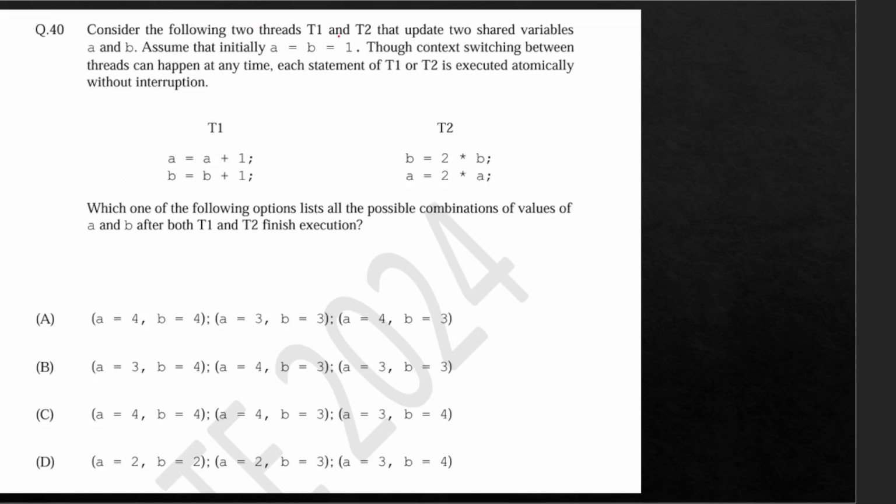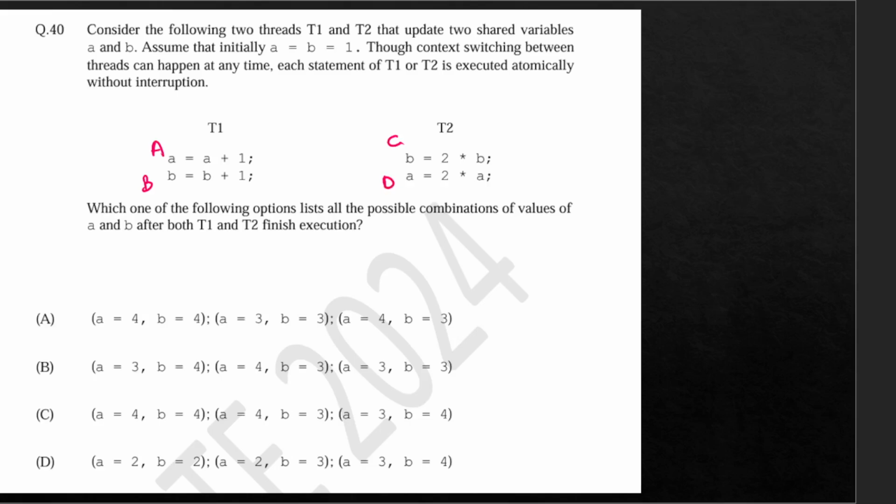Consider the following two threads T1 and T2 that update two shared variables A and B. Assume that initially A equals B equals 1. Though context switching between threads can happen at any time, each statement of T1 or T2 is executed atomically without interruption. So this is T1, this is T2. Which of the following options list all possible combinations of values A and B after both T1 and T2 finish execution? So we have to assume that the given statements are A, B, C, D. This is statement A, this is statement B, this is statement C, this is statement D.